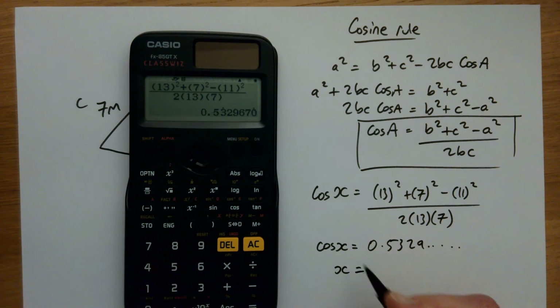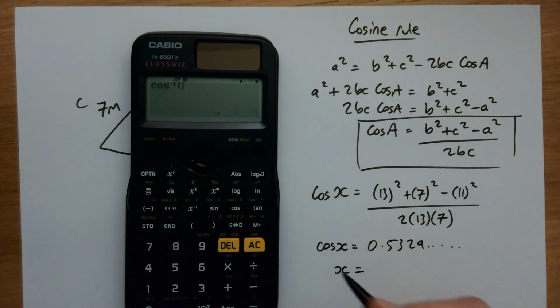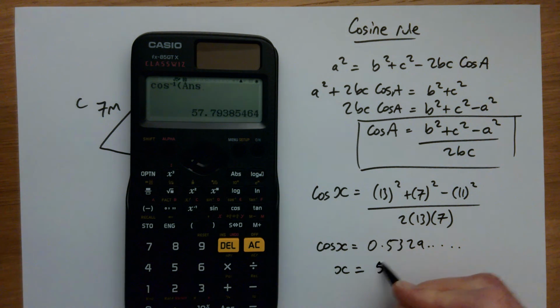To work out x, we need to do shift cos because we're working out an angle. So we're working out the inverse cos. Just put in your answer, and then we can round that to something sensible. So 57.8 degrees to 1 decimal place.